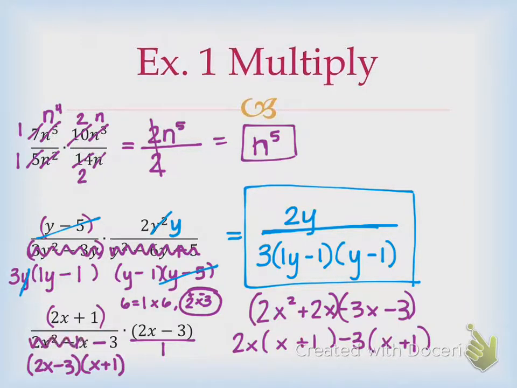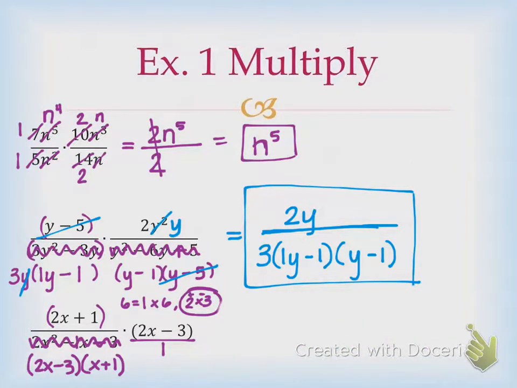So I can draw a line through that because that is no longer my denominator. My new denominator is 2x minus 3 and x plus 1. You see where I got that, right? I grouped those together. That became my first term, and this became my second. That's just a review. I'm going to erase all this so we've got room to work now.